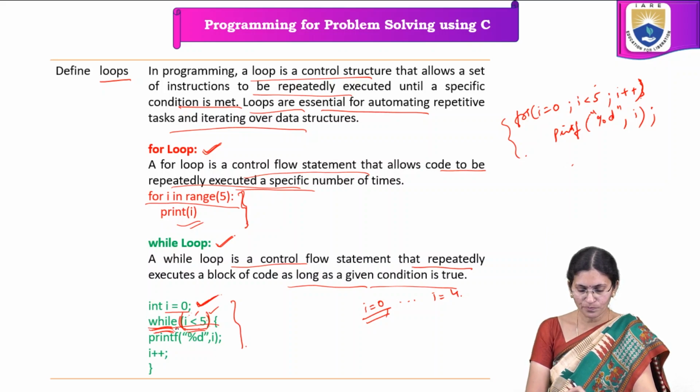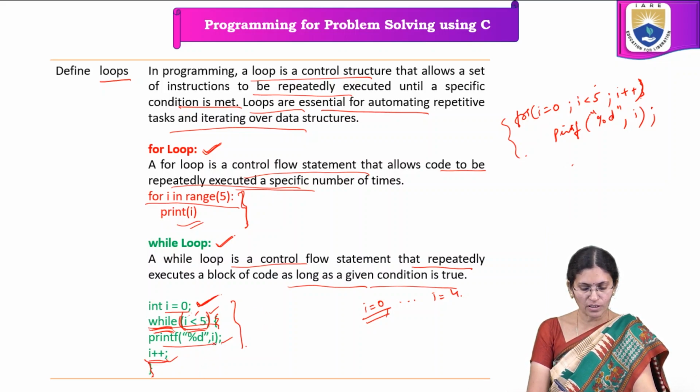If it is true, it will go on executing the statements which are there inside the curly braces. Inside these curly braces, we also need to increment the looping variable, that is, update the looping variable. So the I value is incremented by 1.